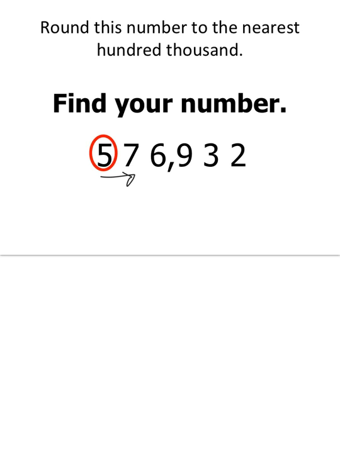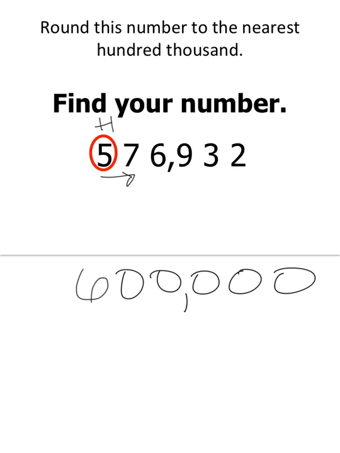I'm looking at a 7. A 7 is 5 or more, so I'm adding 1 more to my circled number. 5 plus 1 equals 6. And if you remember, everything behind the rounded number, all those digits turn to zeros. So there's 1, 2, 3, 4, 5 numbers behind my rounded number. So I'm going to write 1, 2, 3, 4, 5 zeros. 576,932 rounds to 600,000.